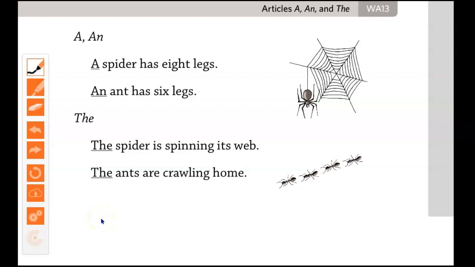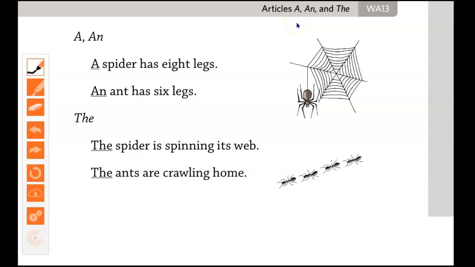Guys, today we are talking about another part of speech. So we've learned about verbs, which are action words, and nouns, which are people, places, and things. And we've learned about adjectives, which are describing words. And today we're learning about these three little tiny short words: a, an, and the. And they are called articles. I don't know why they're called articles, they just are.